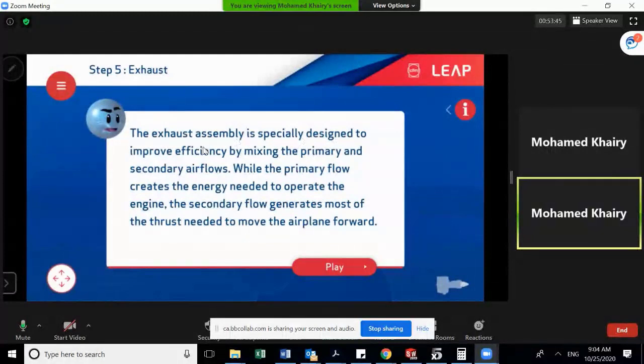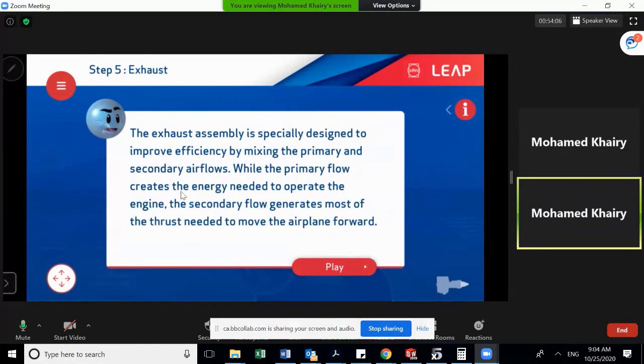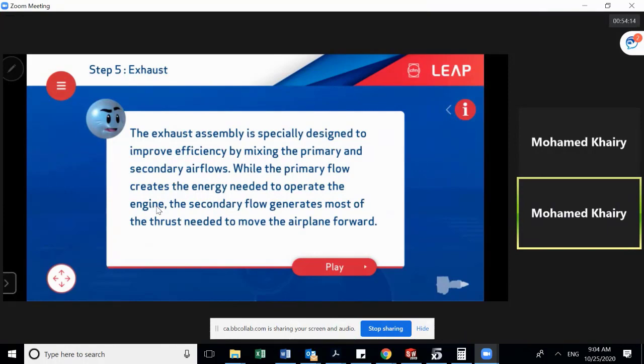So the exhaust assembly is especially designed to improve efficiency by mixing the primary and secondary airflows. As we know, in the turbofan engine we have two flows, the secondary and the primary. So the exhaust at the end of the engine will mix these together. The primary flow creates the energy needed to operate the engine. Okay, so the primary flow will create the energy to move the engine itself. The secondary flow generates most of the thrust needed to move the airplane forward. It's almost 90% of the thrust that is created by the secondary flow, while the primary flow is to operate the engine, to move the compressor, to move the fan, all these things. This is the primary flow.